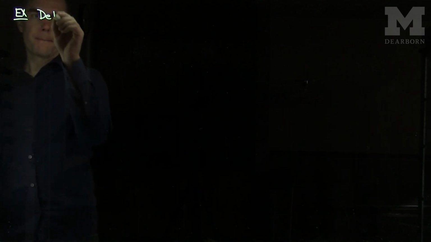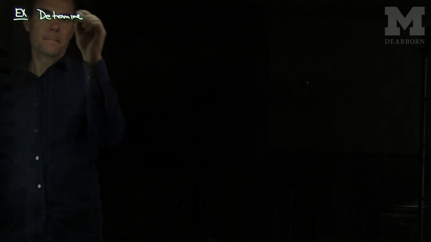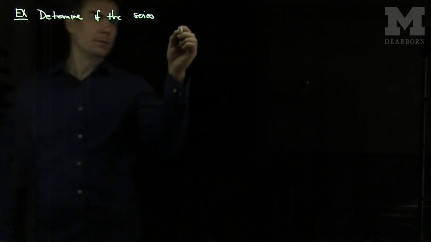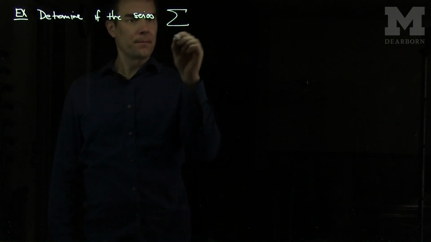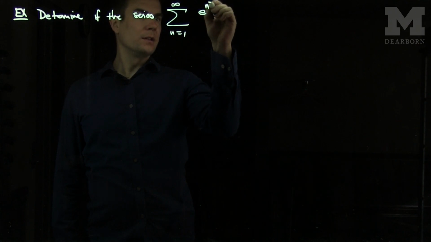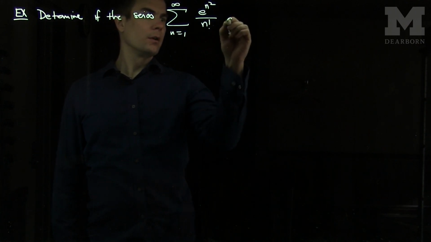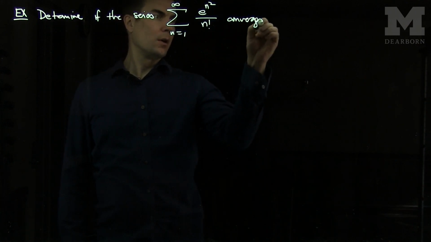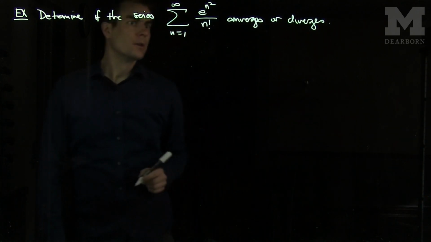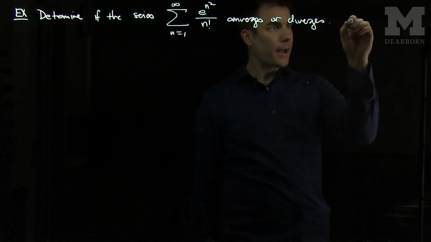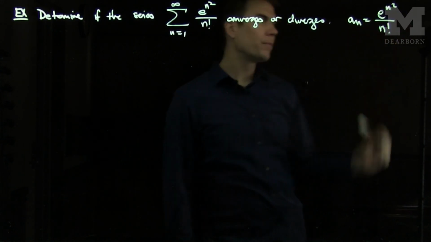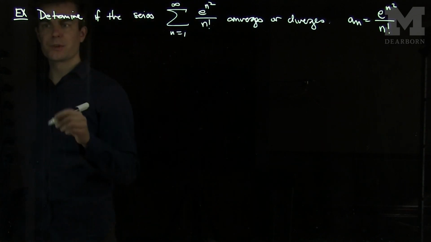Let's determine if the series, the sum, n goes from 1 to infinity, of e to the n squared over n factorial converges or diverges. So in this problem, our an is e to the n squared over n factorial. And what we'll do is we'll use the ratio test.